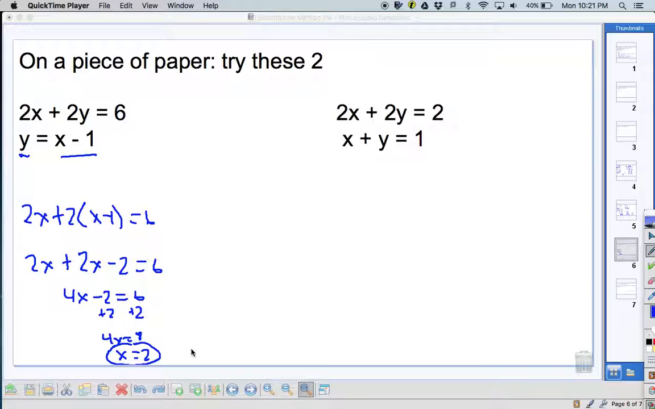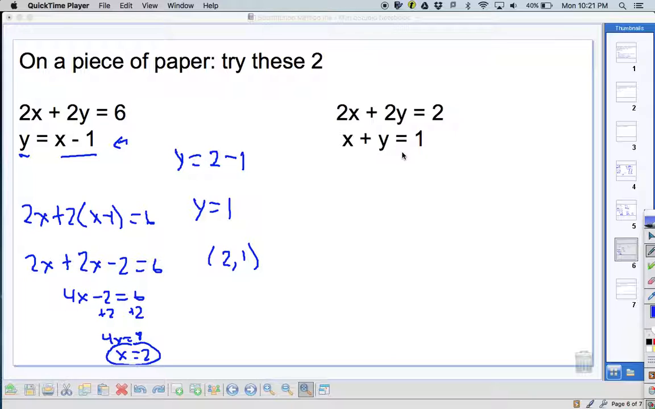I'm now going to take that 2, and I'm going to plug it into the second equation right here, because I now know this x is a 2. So I get y equals, instead of x, I'm going to write the 2 that we now know it is, minus 1. And 2 minus 1 is 1, so y ends up being 1. So your answer should have been 2 for x and 1 for y, and in point form, it would be 2 comma 1.